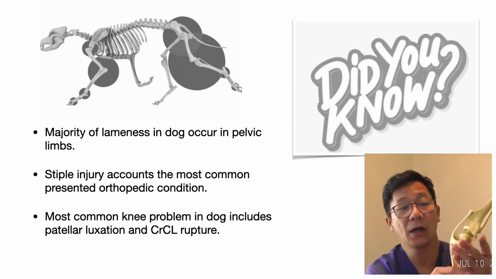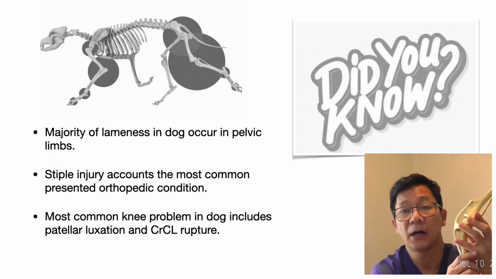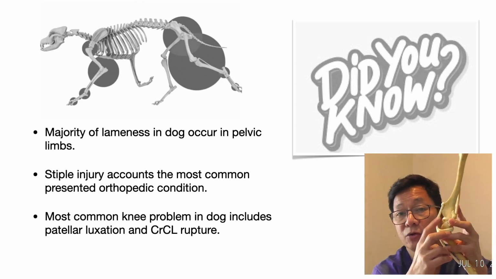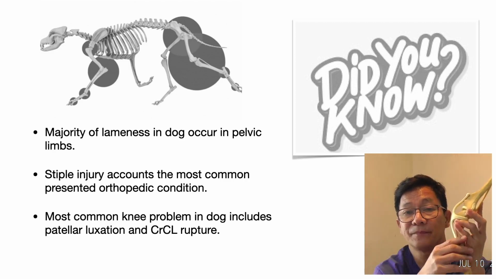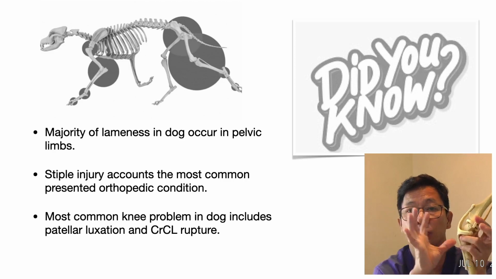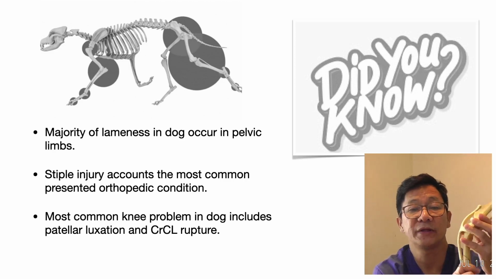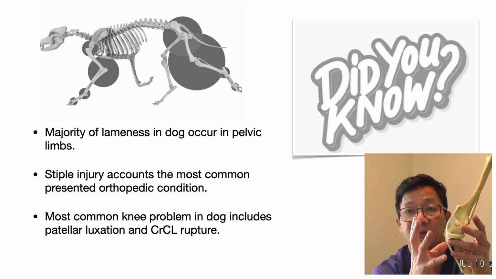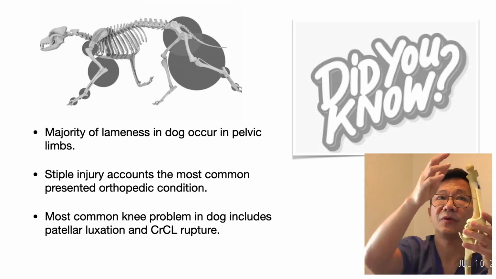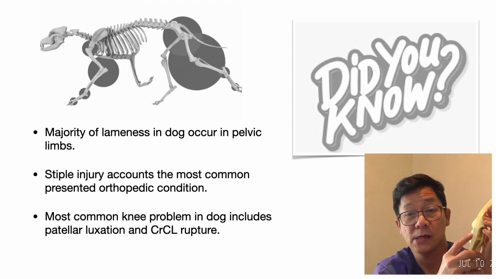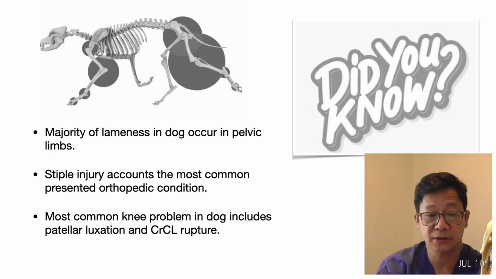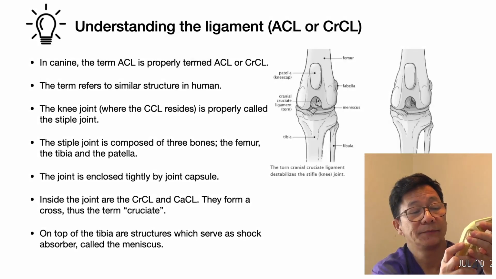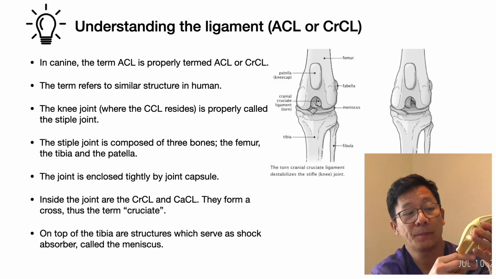Then, the 2 most common stifle disease or injury is cranial cruciate and patellar luxations. No? Second to hip dysplasia. So, all in all, there are 3 most common orthopedic conditions in the pelvic limbs. From the hip, we have hip dysplasia, the knee, patellar luxations, and the cranial cruciate disease.